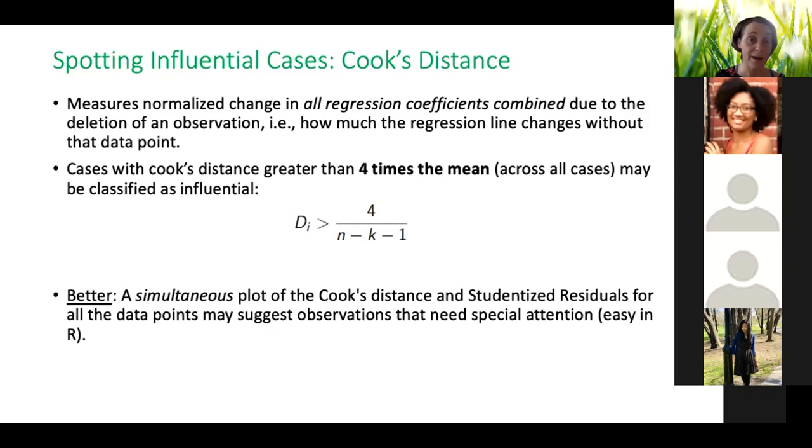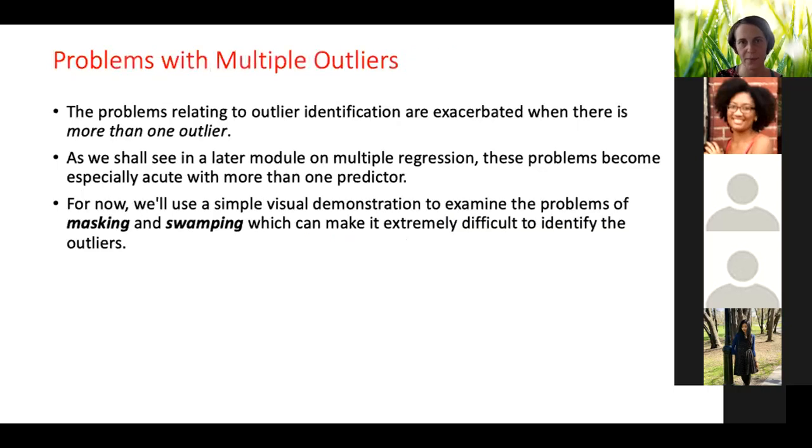So what is even better than just relying on Cook's distance is a simultaneous plot of Cook's distance and the studentized residuals for all the data. That may suggest that some observations need special attention. It's easy to plot that in R.